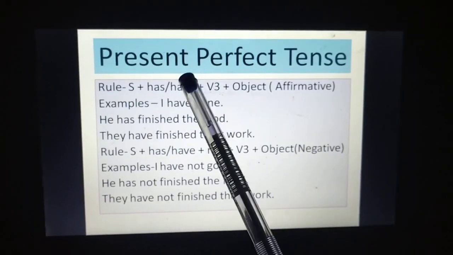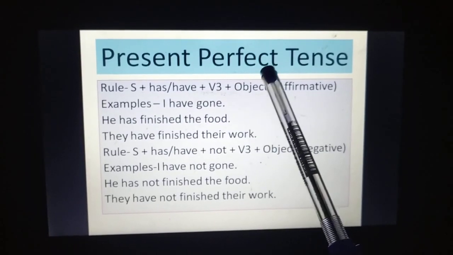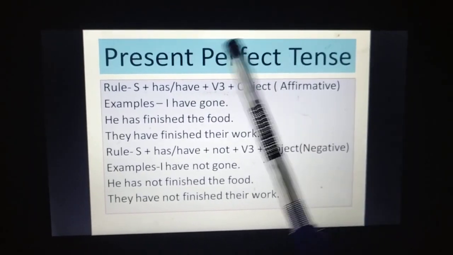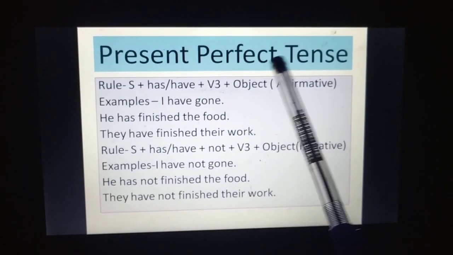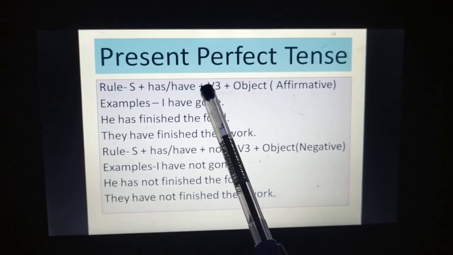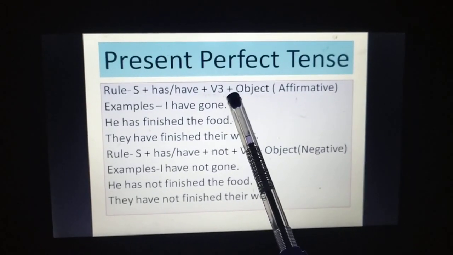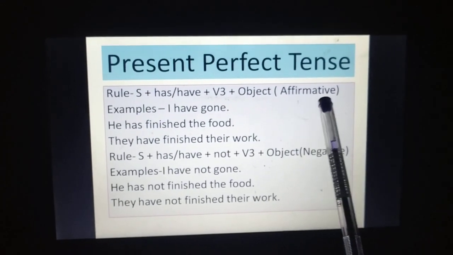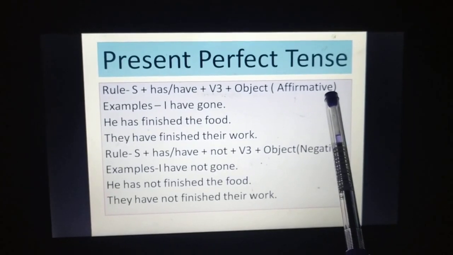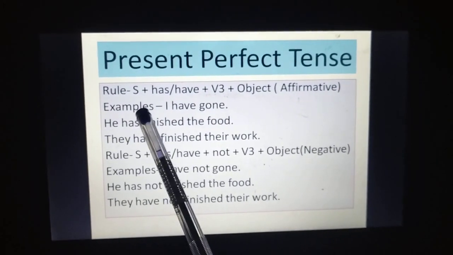Third type. Our third type in present tense is present perfect tense. The rule for present perfect tense is subject plus has/have plus V3. V3 means third form of the verb, plus object. It is for affirmative sentences.